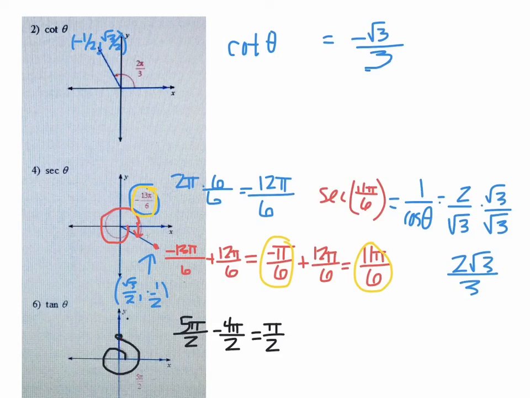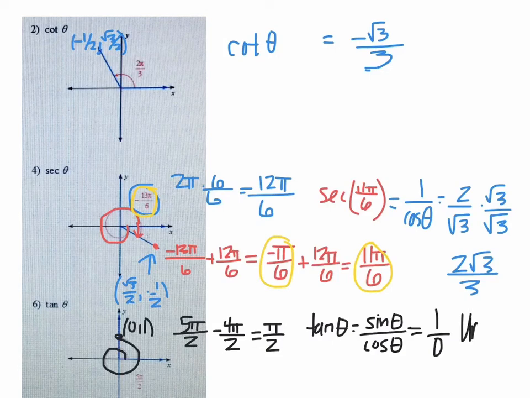The point right here is 0, 1, and tangent is equal to sine over cosine. I know I keep repeating myself, but it really will save you so much trouble if you already know this going into next year, because you're going to use it a lot. Well, sine is 1 and cosine is 0, so this one is actually undefined. And those are all the answers.